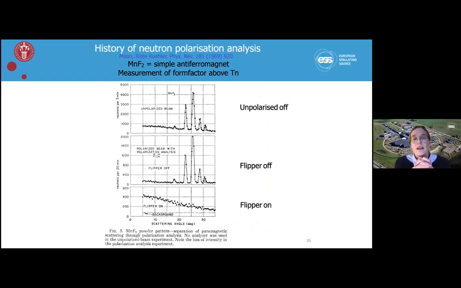So what I show here is the work by Moon, Riste, and Koehler on manganese fluoride, MnF2. And what I show here on the top is an unpolarized beam. So you see the magnetic form factor at low scattering angles, and then you see the nuclear scattering peaks of the crystal. Now, when you turn the flipper off, you only access the nuclear contribution. So you only see the nuclear Bragg peaks. And with the flipper on, you only access the magnetic contribution, which is the magnetic form factor that I spoke about before. So it's paramagnetic scattering above the transition temperature. So this is a very important tool in our studies of magnetism using neutron scattering.